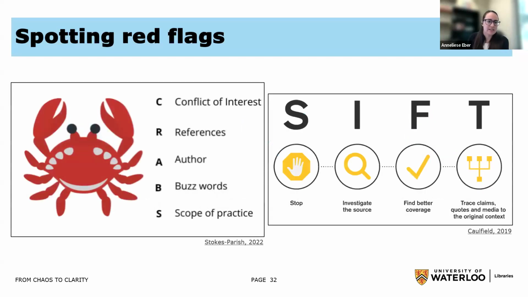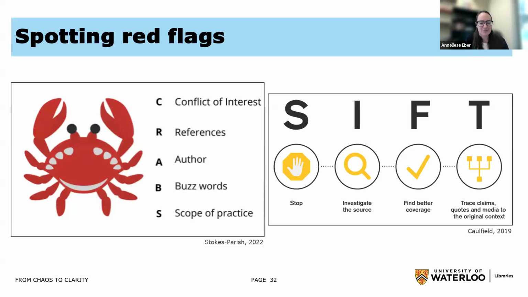And another couple of mnemonics to help you stop and think and work through what kind of content you are looking at, to build those data literacy skills as you use data out in the wild, as I like to call it, and not just data in your own research. The CRABS one I really liked: thinking about conflicts of interest, references, the authors of something. Buzzwords is a really big one. Do they use words like always or never? Are they making really bold claims that sound weird? And scope of practice. I did mention these previously, but I really like the CRABS acronym to help remember these things.